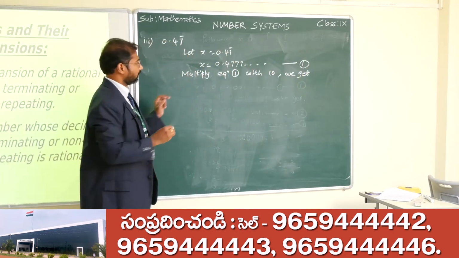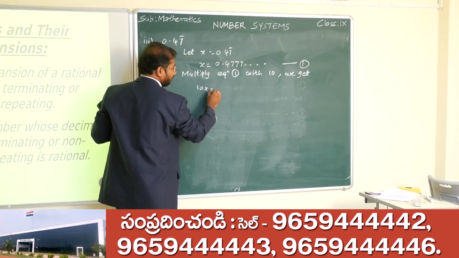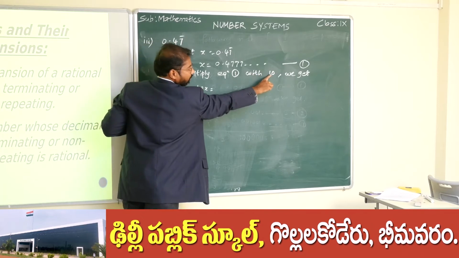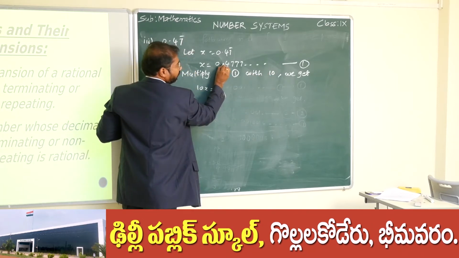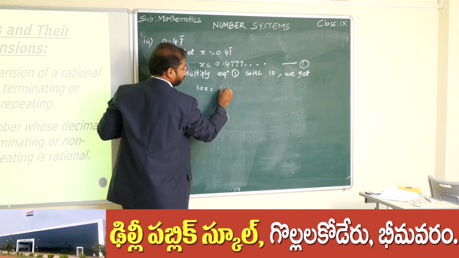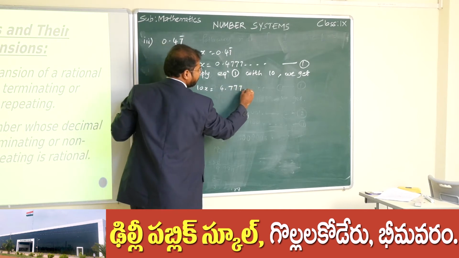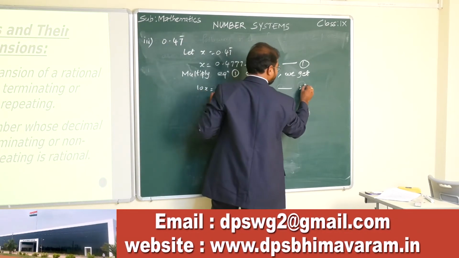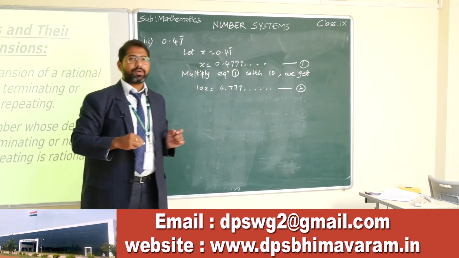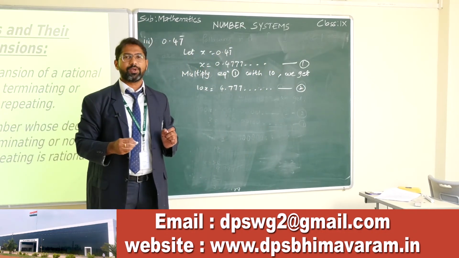Then we will get this as 10x, and since 10 is followed by only 1 zero, you have to move one digit here to the right side. Therefore you will get 4.777 dot dot dot. Call it equation 2. Next step is subtracting equation 1 from equation 2.